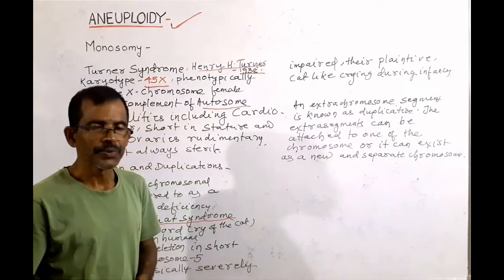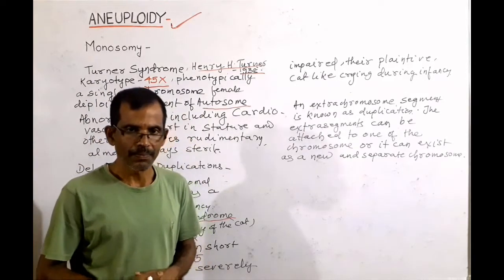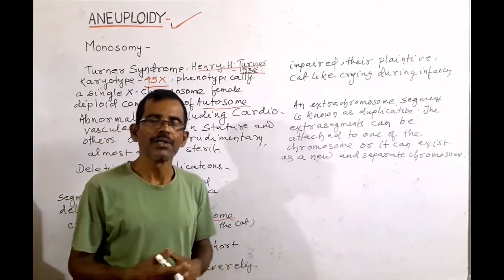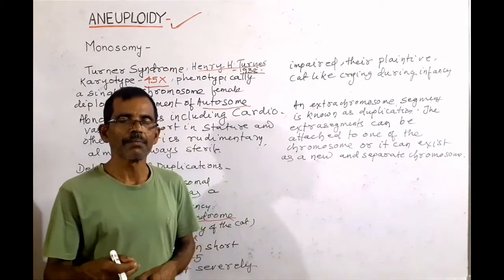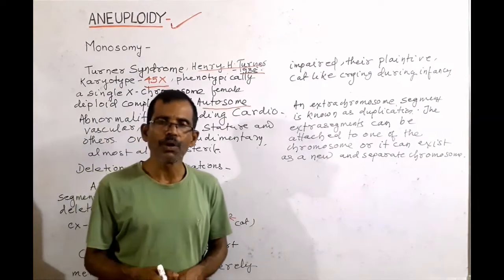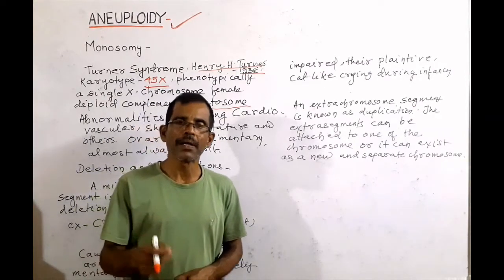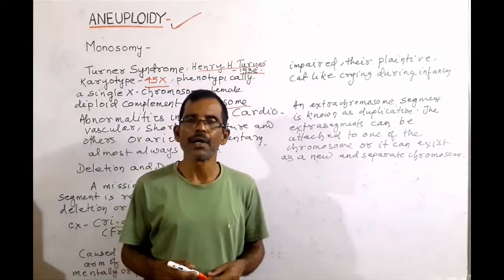In addition to this, there is also duplication. An extra chromosomal segment is known as duplication. This extra chromosomal segment can be added to one of the chromosomes, or it can exist as a separate independent chromosome. So friends, this is about aneuploidy.